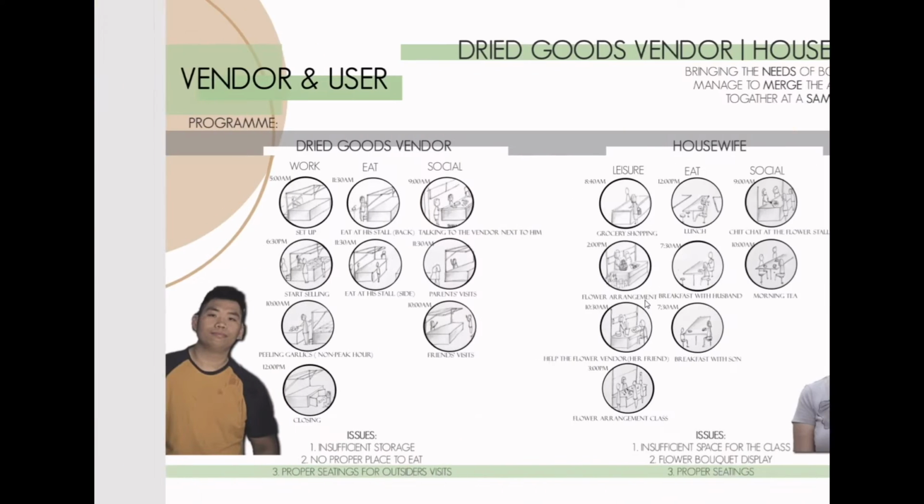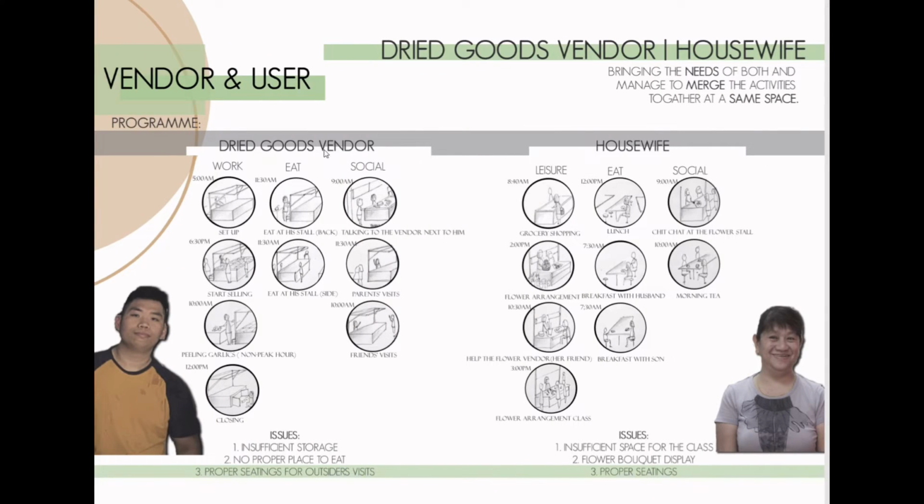The first user is a dry goods vendor, who mainly works from the morning to the afternoon. The secondary user is a housewife. The main activity she does in the market is flower arrangement, which is helping one of the vendors in the market. She also takes a flower arrangement class outside, not in the market, but since it's a hobby, I included it in this project as well.